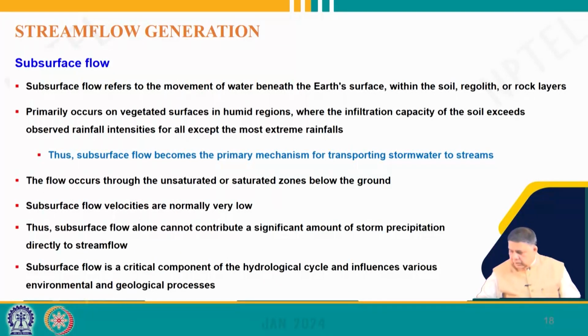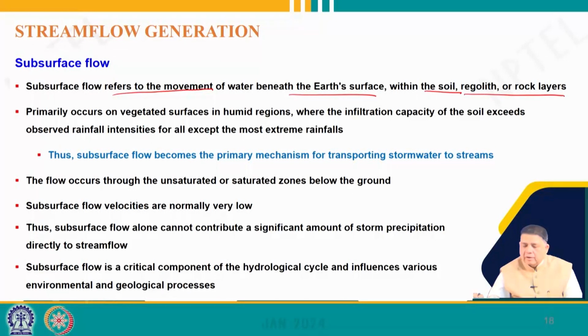Now, we come to subsurface flow, and subsurface flow refers to the movement of water beneath the earth's surface within the soil, regolith or rock layers, that is, below the soil surface. It primarily occurs on vegetated surfaces in humid regions where the infiltration capacity of soil exceeds observed rainfall intensity for all except the most extreme rainfalls. That means, when the infiltration capacity of soil is higher than rainfall intensity, then of course, the entire water will be absorbed and then the flow will start taking place.